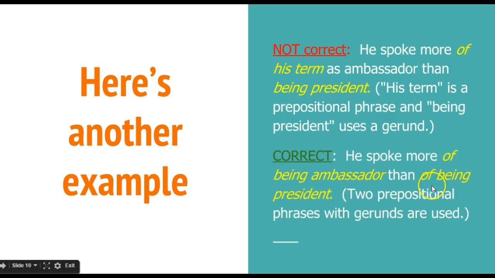Enter a correction with parallel structure. He spoke of being ambassador more than of being president. Both of them start with this of and they become two prepositional phrases.